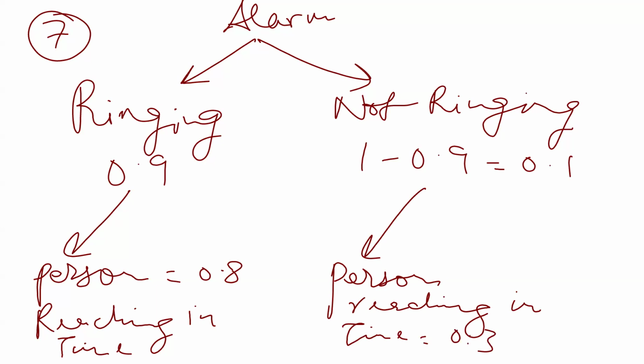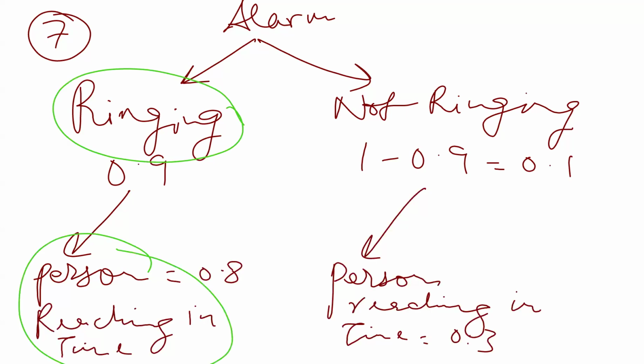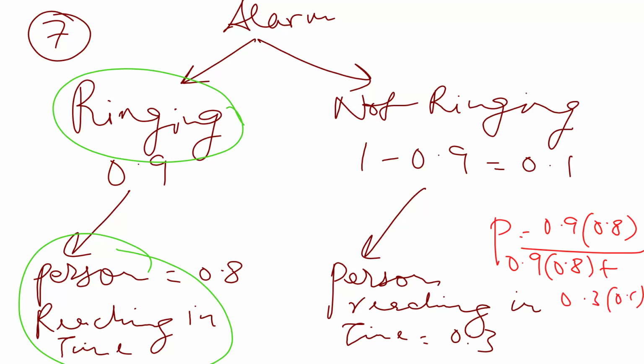Now they're asking what is the probability that a person reached the examination hall in time given that the alarm was ringing. So in this case, the alarm was ringing and the person is reaching in time. The answer here will be the specific case, that is 0.9 into 0.8 upon 0.9 into 0.8 plus 0.3 into 0.1, upon the total number of cases. That generally becomes the sample space for the problem.